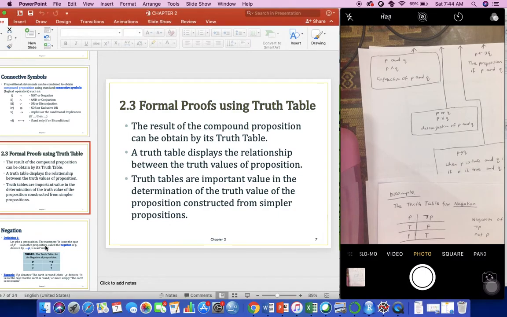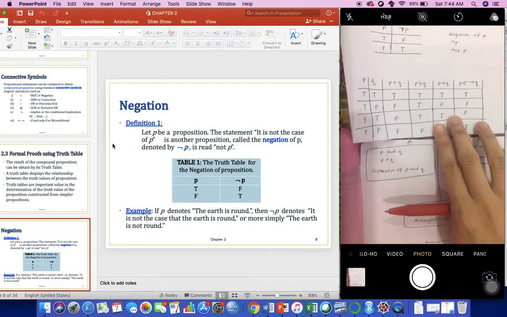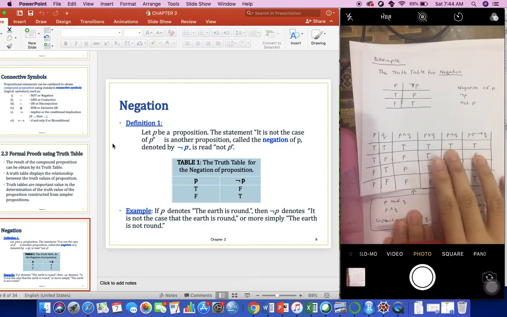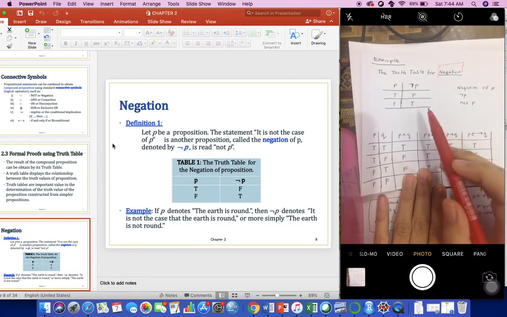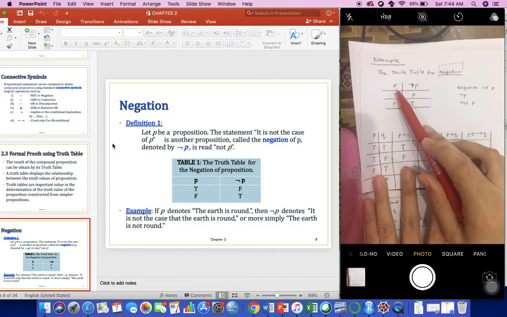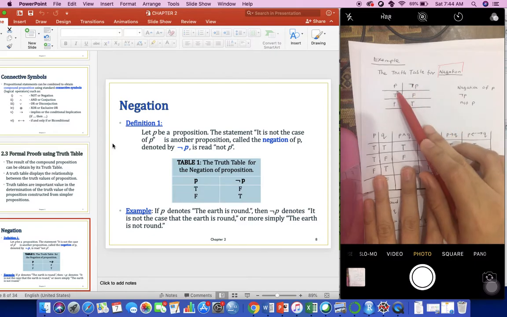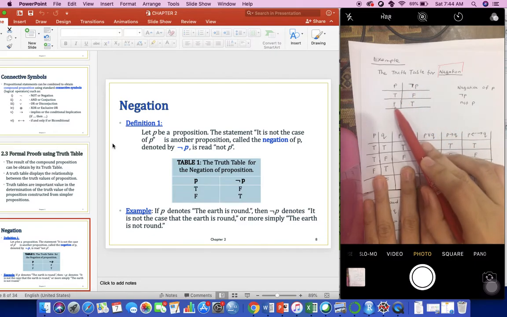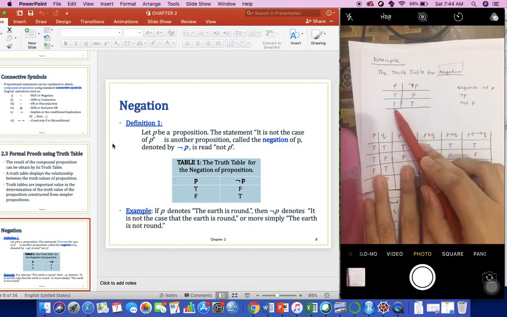Okay, let's see the first example. This is an example: the truth table for negation. For example, we have T and F. We want to find the negation of P. For P, we have T and F, true and false. For the negation of P, if P is true, the negation of P is false, F. And the negation of false is true.